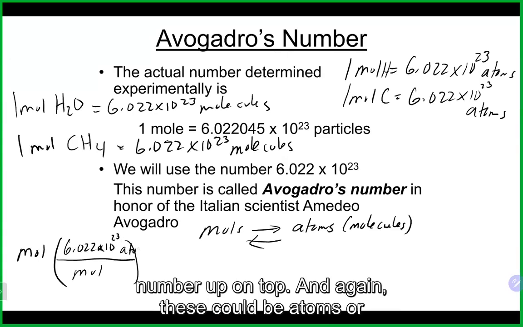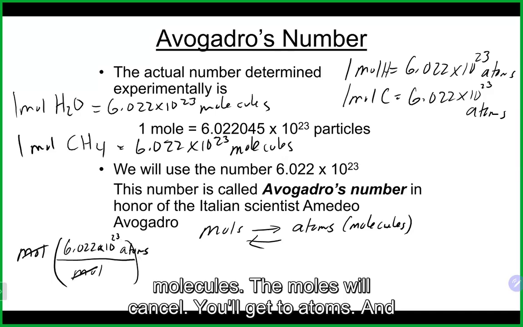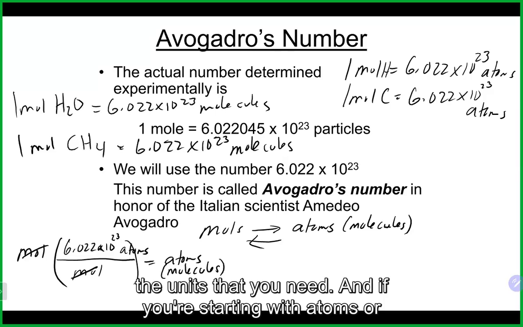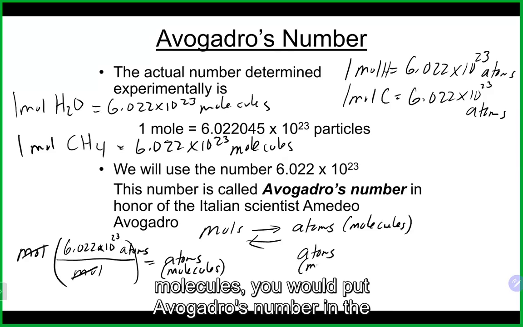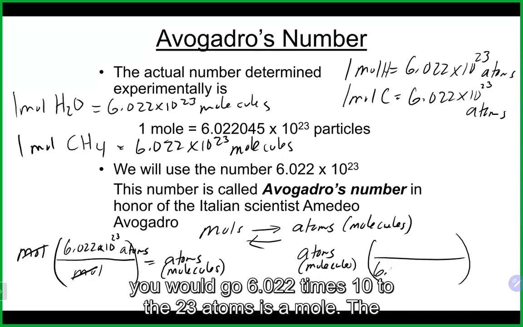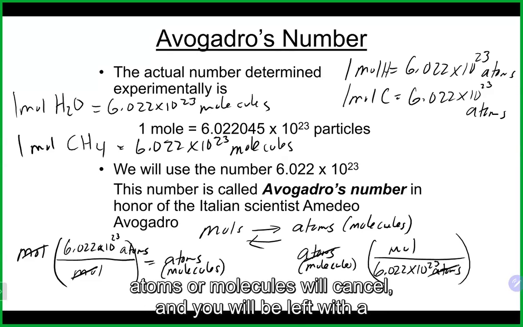And again, these could be atoms or molecules. The moles will cancel. You'll get to atoms. And again, you could also do this with molecules as well, depending on the units that you need. And if you're starting with atoms or molecules, you would put Avogadro's number in the opposite location, which means it would go on the bottom. And you would go 6.022 times 10 to the 23 atoms is a mole. The atoms or molecules will cancel, and you will be left with a mole.